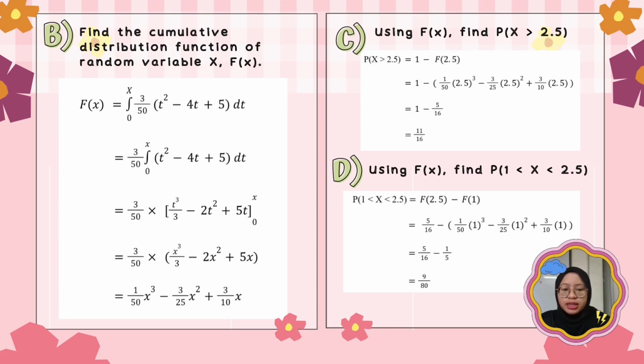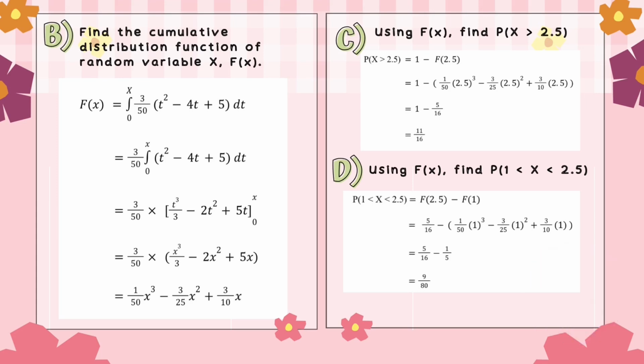For the last question, using F(x), find x is bigger than 1 and less than 2.5. The probability of x is bigger than 1 and less than 2.5 is, we need to find it using F(2.5) minus F(1). The answer that we got is 9 over 8.